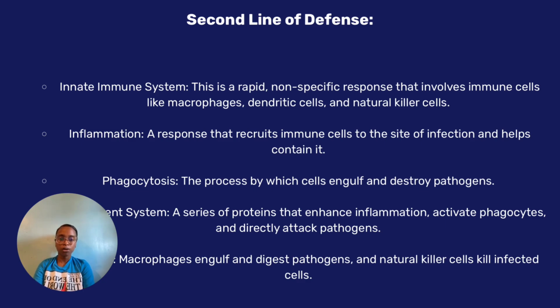Phagocytosis: the process by which cells engulf and destroy pathogens. Complement system: a series of proteins that enhance inflammation, activate phagocytes, and directly attack pathogens. Examples: macrophages engulf and digest pathogens, and natural killer cells kill infected cells.